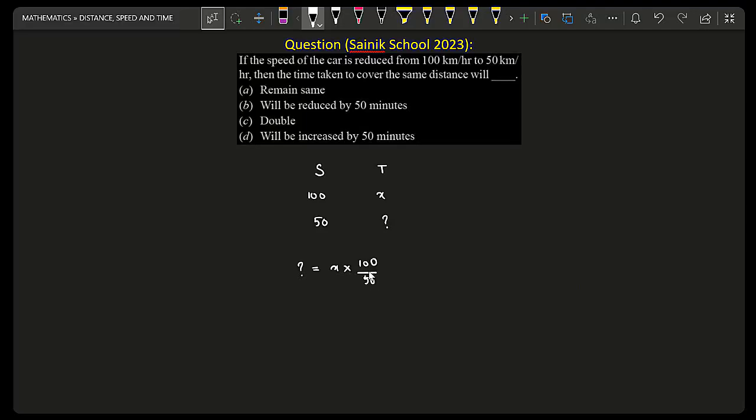Now let us simplify this. 50, 100, how can you simplify? Sir, 50 ones are 50, 50 twos are 100. So 2 into x, 2x. That means earlier it was x, it became 2x. What happened? Sir, it is increased. Is it remain same or it is reduced or increased? How many times increased? So what is the change happened here?